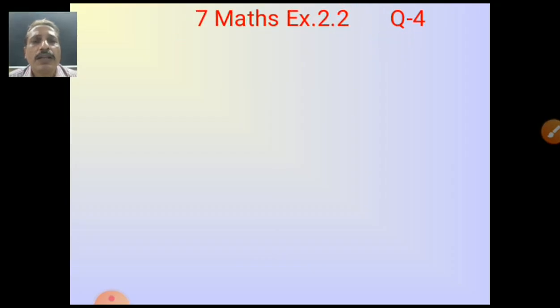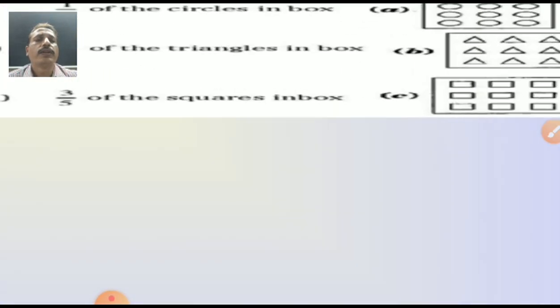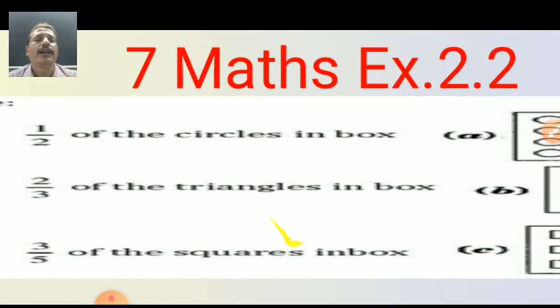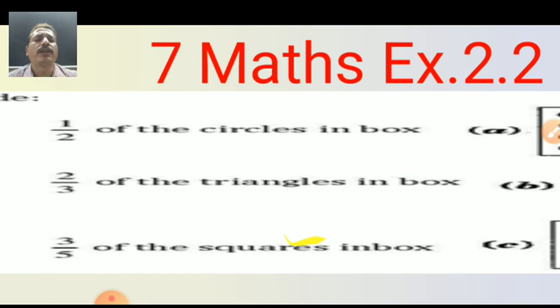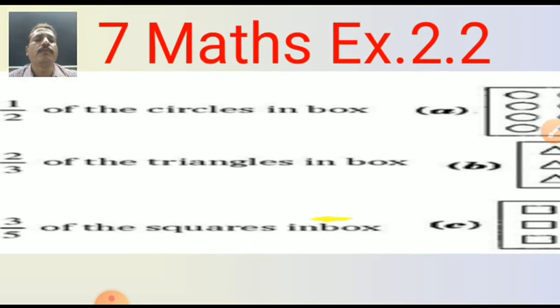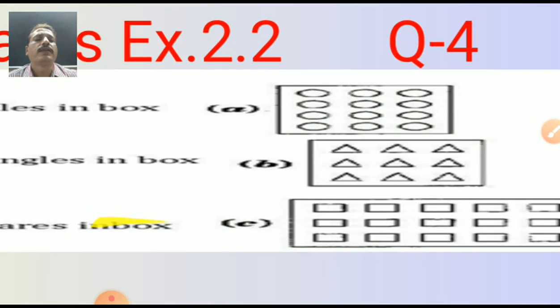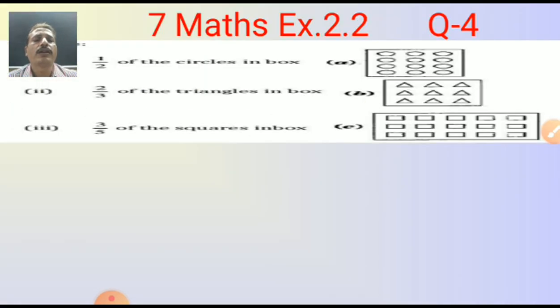Very simple. Here is question number 4, student. See what the question is. Here are 1 of 2 of the circles in a box, 2 of 3 of the triangles in a box, and third, 3 upon 5 of the squares in box A, B, C. Circles, triangles and rectangles or squares are given. You have to color them. How to color it, student?